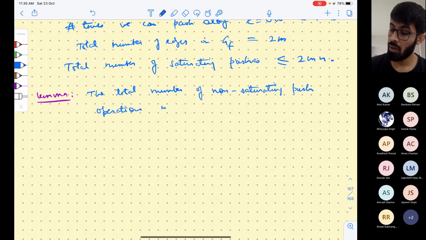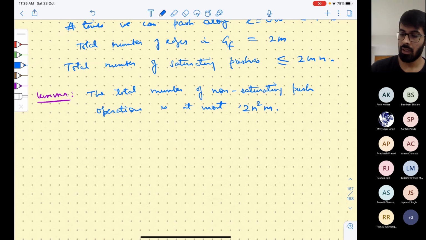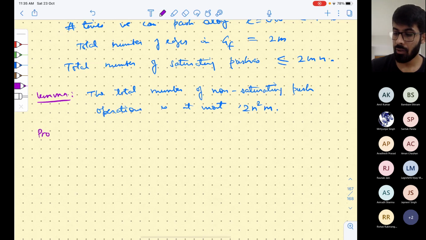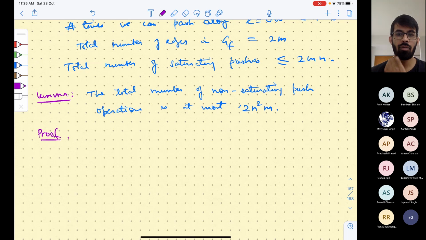At most, was it 2n square m? Or 4n square m, something like that. So what is the proof?